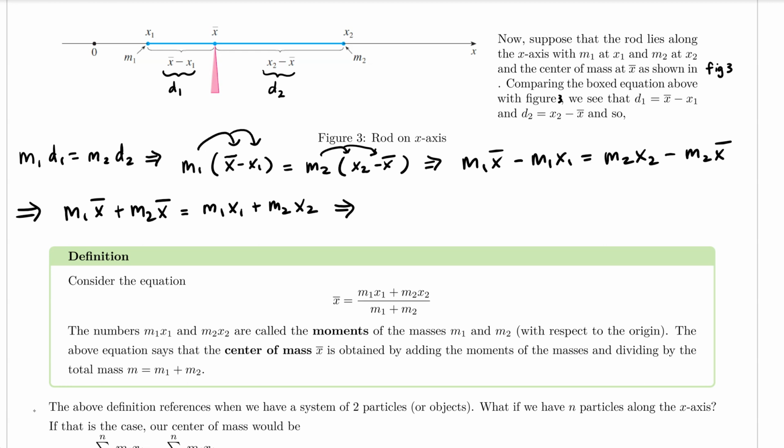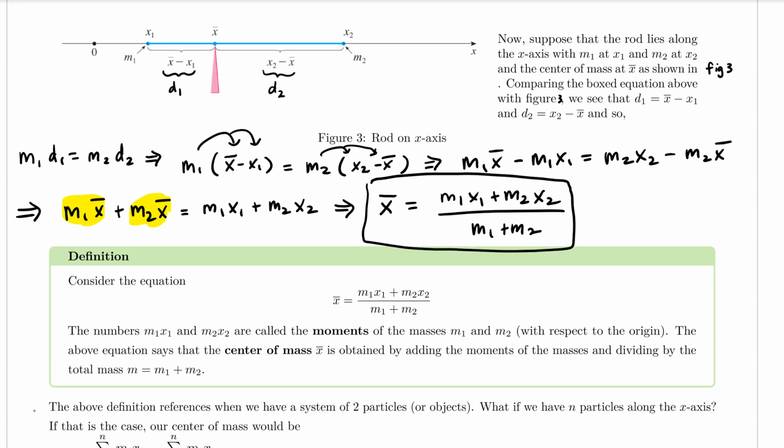And notice that both of these terms have an x bar, so I can factor out x bar and then divide both sides by m1 plus m2. So we'll get x bar equals m1 times x1 plus m2 times x2 over m1 plus m2. And oh look, that is the equation that we see right below that.